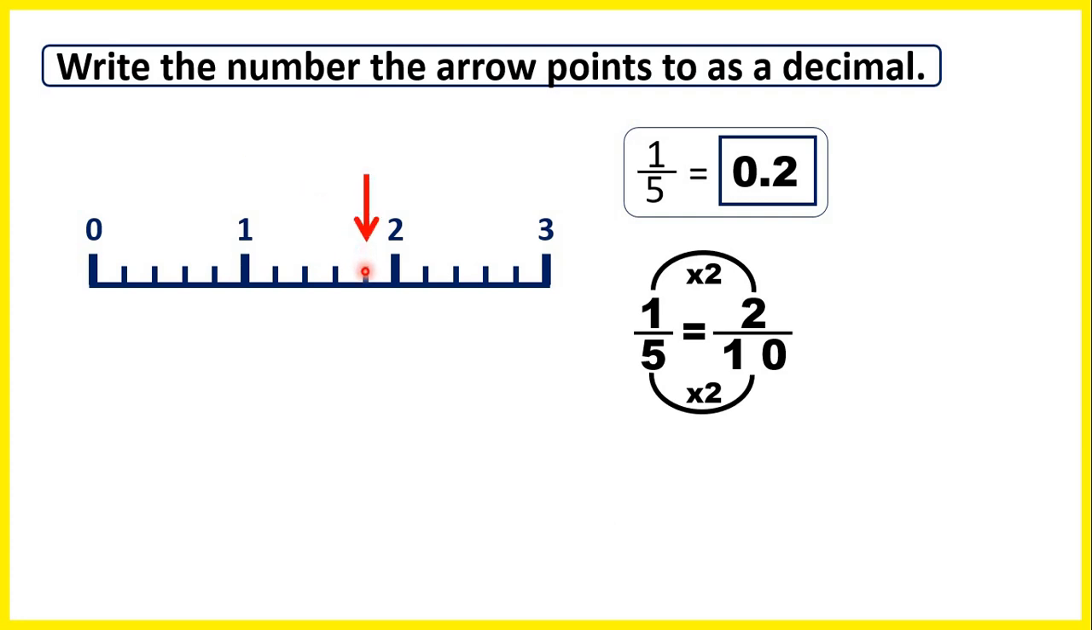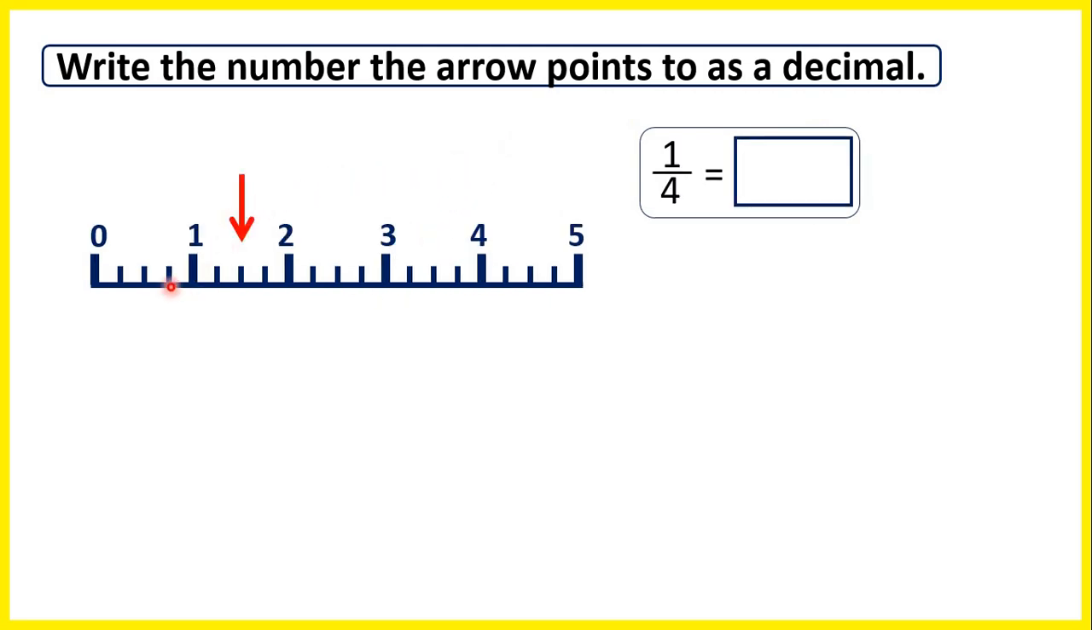Where is the arrow now? Well, that's 1 and then 1, 2, 3, 4/5, and 1 and 4/5 is 1.8, because 4/5 is equivalent to 8 tenths. And now we have 2.6, because it's after 2 and it's 1, 2, 3/5 after 2, and 3/5 is the same as 6 tenths, so that's 0.6, and it's after the 2 wholes.